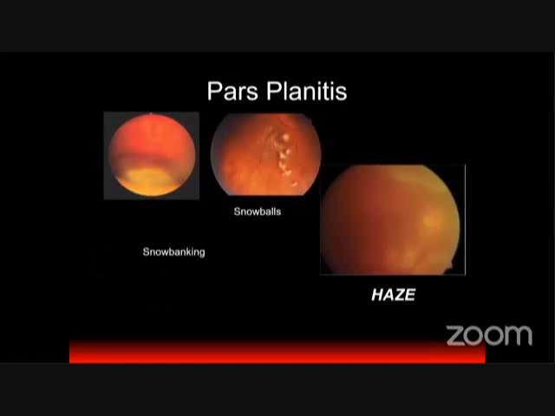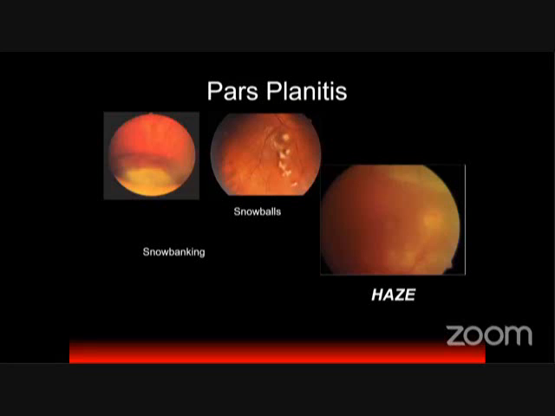Pars planitis, not a lot of us see the snowbanks. Snowbanks are basically inflammatory debris in the inferior retina slash pars plana. Sometimes you see it, sometimes you don't. Don't sweat it. It's always recommended to do indentation if you're trained to do it. If you're not, then use a contact lens.